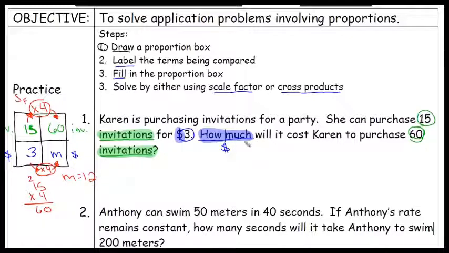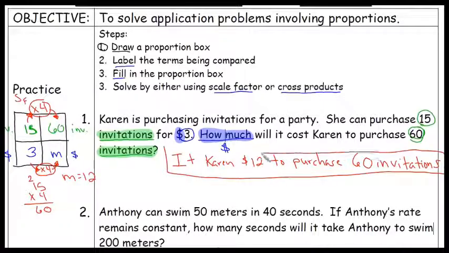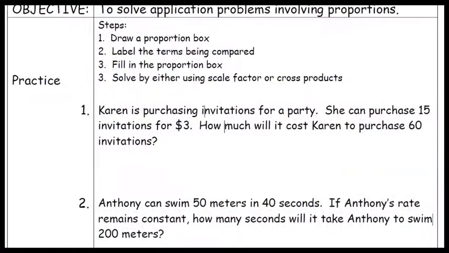So we're talking about $12. So to answer the word problem, to finish this problem, it says how much will it cost Karen to purchase 60 invitations? The answer would be, it would cost Karen $12 to purchase 60 invitations. Okay, and this is going to be your final answer because this is your complete sentence. Okay, so that's it. Now let's talk about number 2.